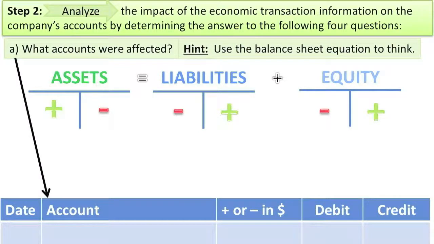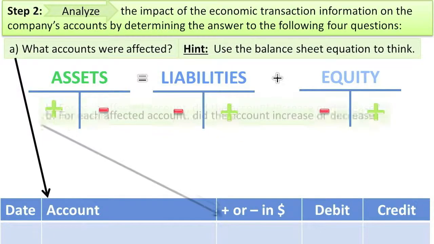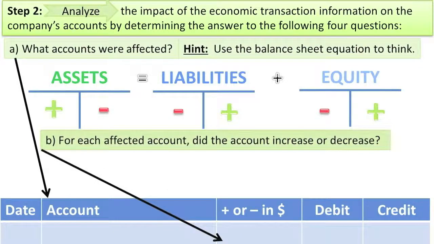So if you receive cash because you borrowed money, you would know that you have assets, cash went up, and you borrowed money, so liabilities went up. So you'd have an increase in assets and an increase in liabilities, and you'd name cash and, let's say, a note payable. B. For each affected account, did the account increase or decrease?